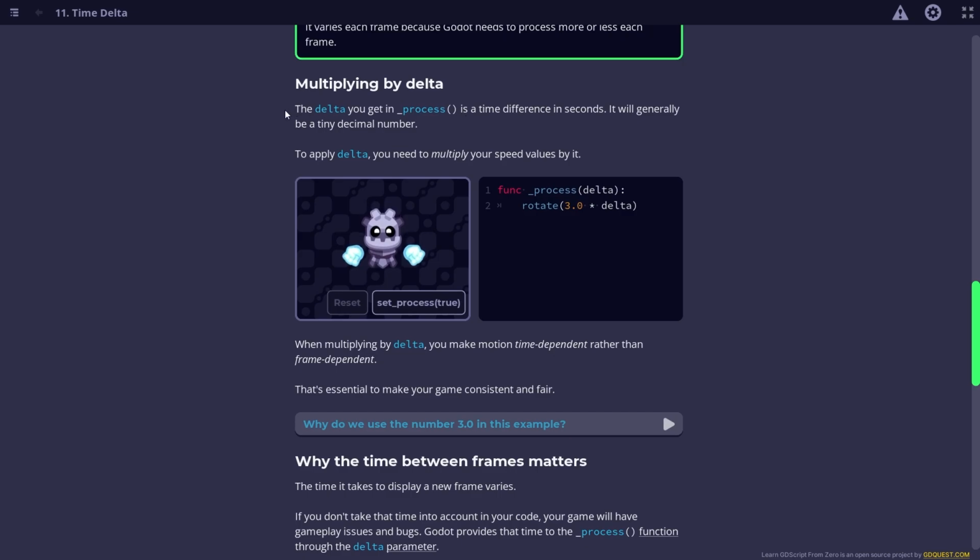Multiplying by delta. The delta we get in process is a time difference in seconds. It will generally be a tiny decimal number. To apply delta, we need to multiply our speed values by it.